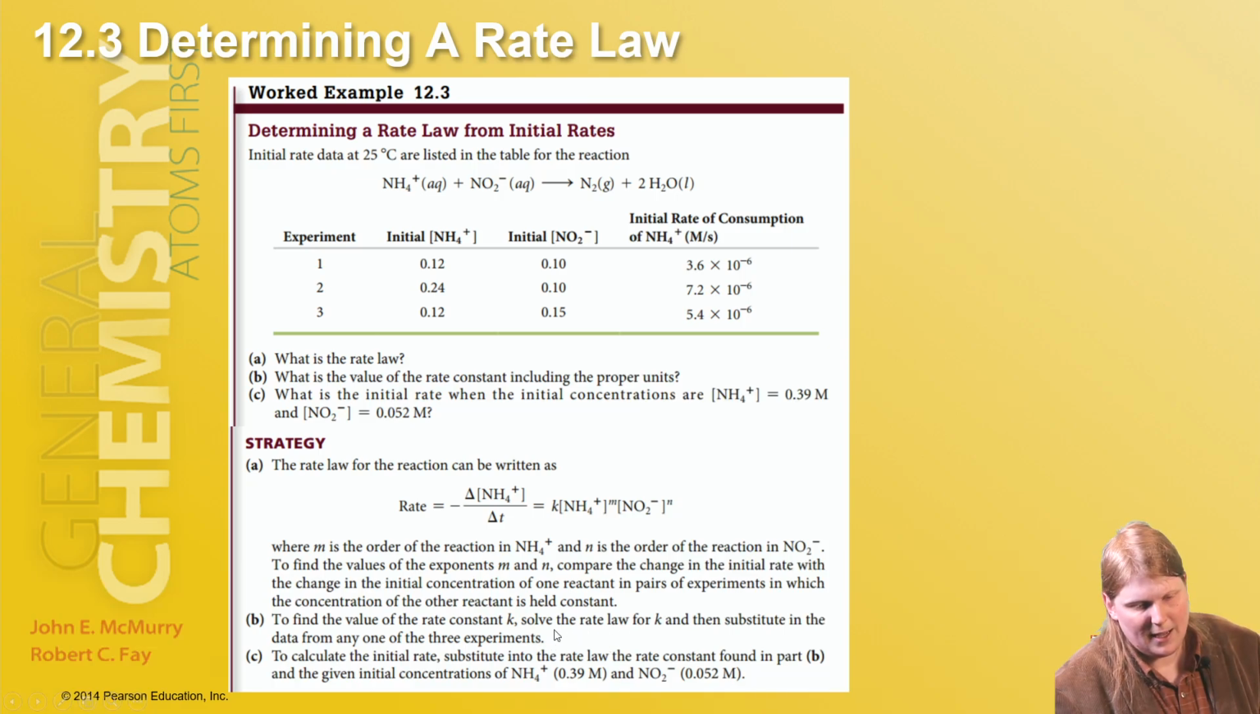We don't typically have to go that far, but if you need to find the rate constant, you just pick one of these data sets and solve for the value of k. You can use any one of the three experiments. And then to calculate the initial rate, you substitute into the rate law, and that'll help you get the answer to the C question where you plug those in.